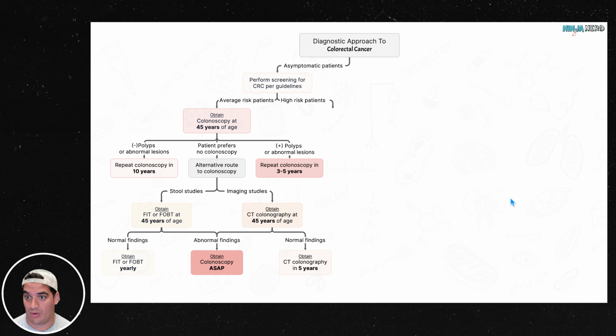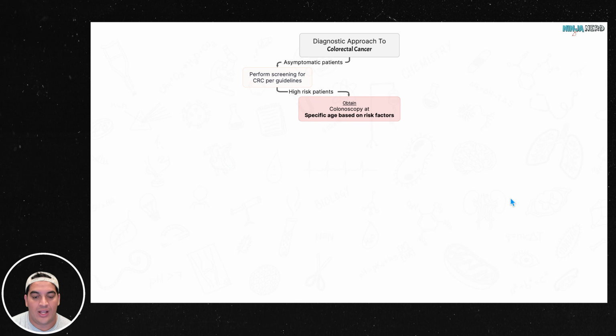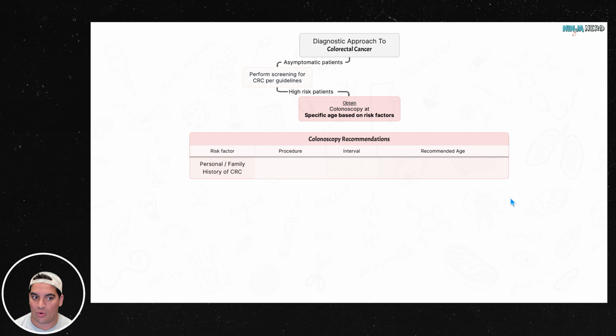They have a family history where a first degree relative less than the age of 60 was diagnosed with colorectal cancer. They have things like Peutz-Jeghers syndrome. They have things like juvenile polyposis or FAP or inflammatory bowel disease. Those are things where we got to be a little bit more aggressive, and we should do colonoscopies way earlier than 45 years of age. And we should do it more frequently than every 10 or every 3 to 5 years. So we do this again based upon what the risk is. So for example, if I said that a patient has a personal or family history of colorectal cancer, a colonoscopy is the way to go.